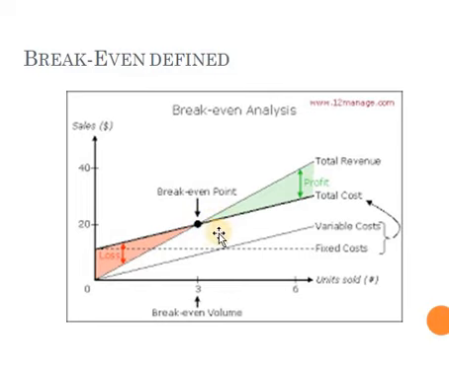I know that at this point, I have no losses, no profit. Before this point, you see here the red area, I have losses. Beyond this point, the profit will start to increase.